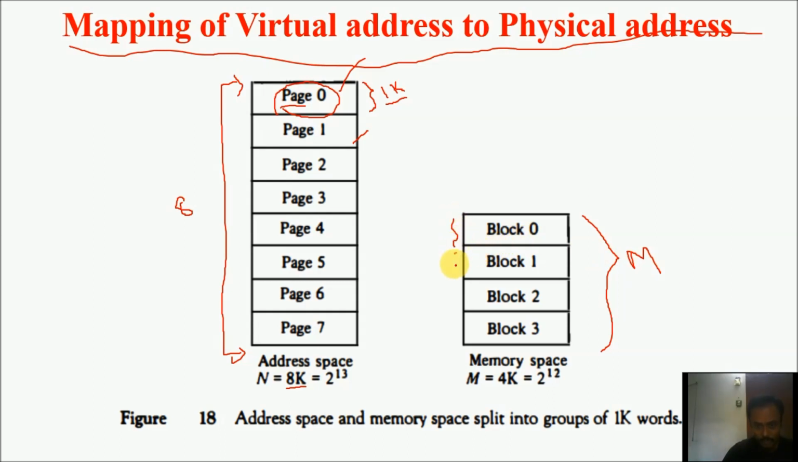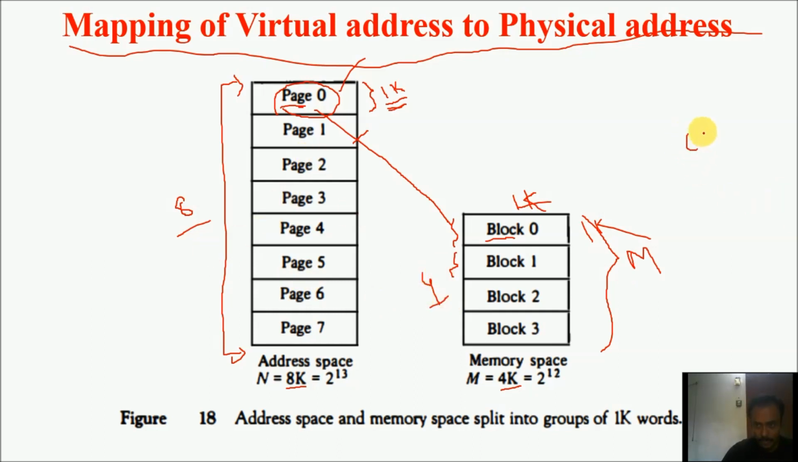Your main memory also will be divided into different segments, and each segment is called a block. Obviously the size of a page and the size of a block should be equal. As the page size is 1K, the block size also will be 1K. Suppose your main memory size is 4K and every block is 1K, so there will be 4 blocks. So in your virtual address space there will be 8 pages, and in your primary memory there will be 4 blocks, though the size of page and block is the same.